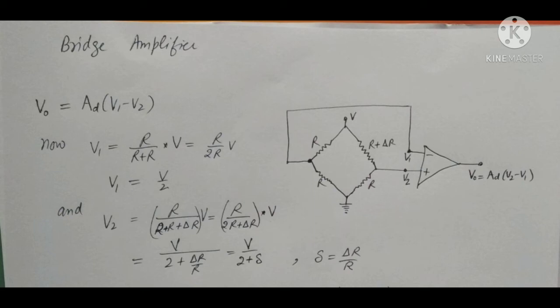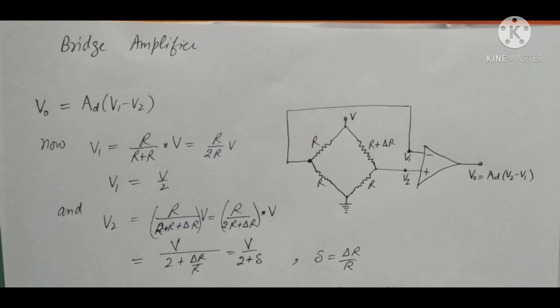The same figure is redrawn. In this circuit we can see that it is an open loop op-amp amplifier, so it will amplify the difference, because in this mode it is a differential amplifier and its output is given by AD into V2 minus V1. Now we will see and calculate this V1 and V2.